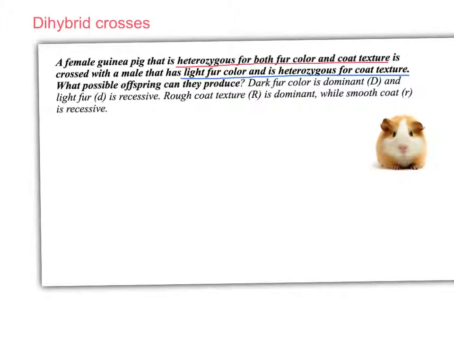We're given that dark fur color is dominant and light fur color is recessive, and rough coat texture is dominant to smooth. So if we look at the female guinea pig, we know that she's heterozygous for both traits. So she would be big D, little d, big R, little r. And then dad, let's see, he has light fur color and is heterozygous for coat texture.